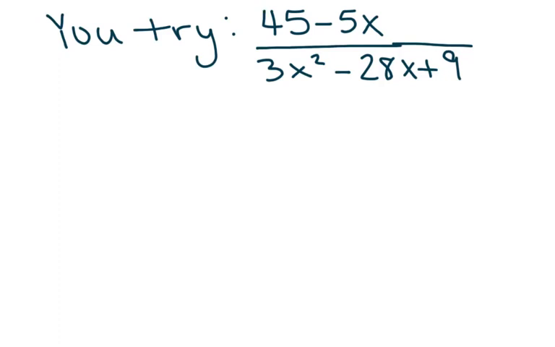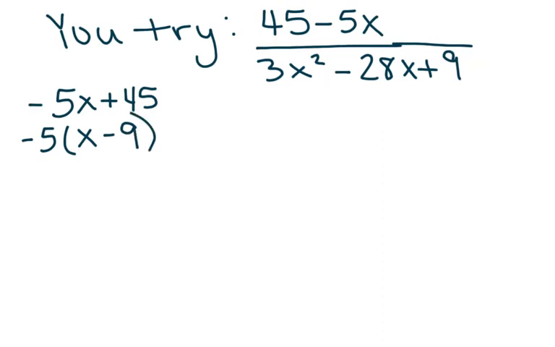Okay, so hopefully you took that time to actually try the problem. And now let's go over it. So the top is, once again, that flipped around standard form. That's not how we ever see it. So what I'm going to do is take out a -5 GCF. And when I do that, I get x minus 9. So that's going to be my top.